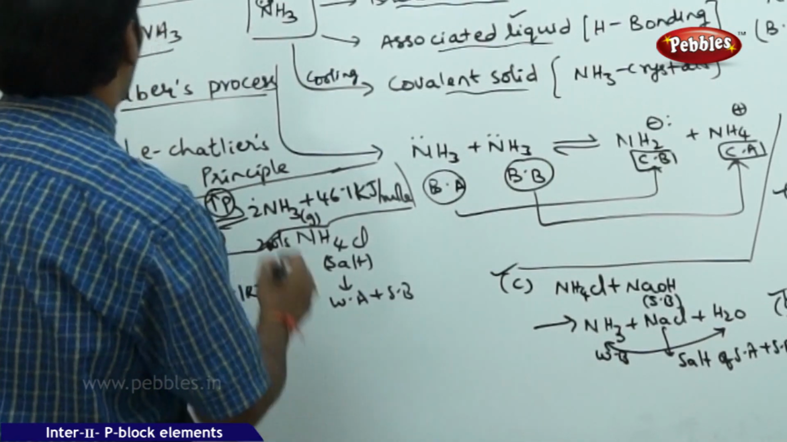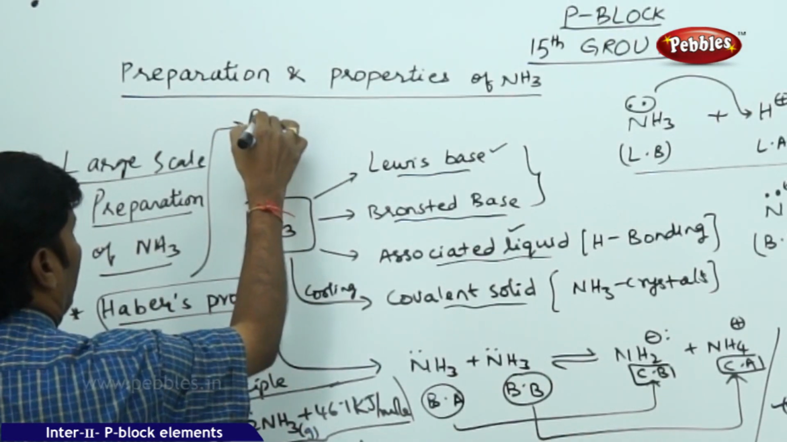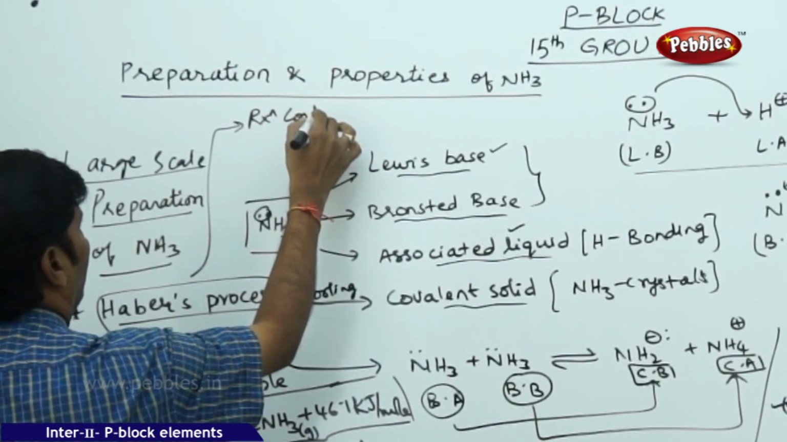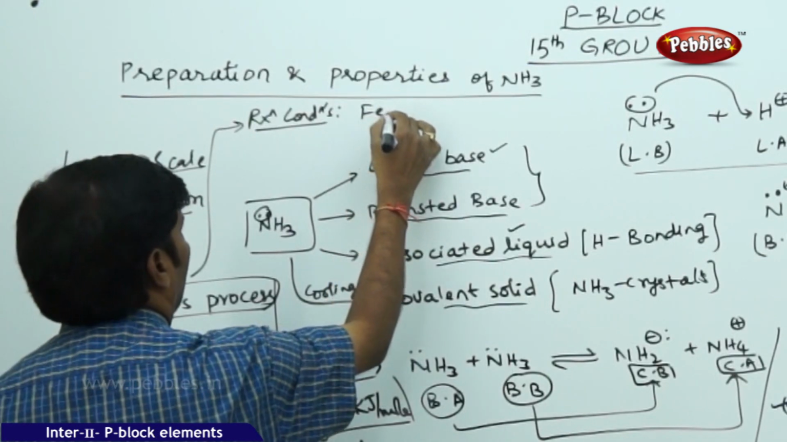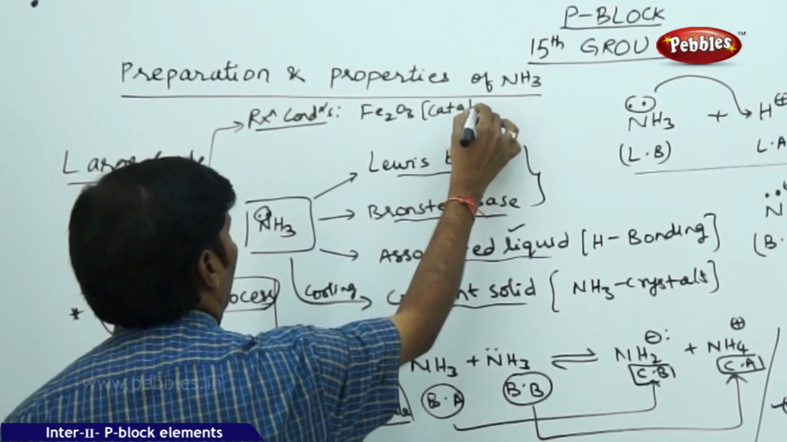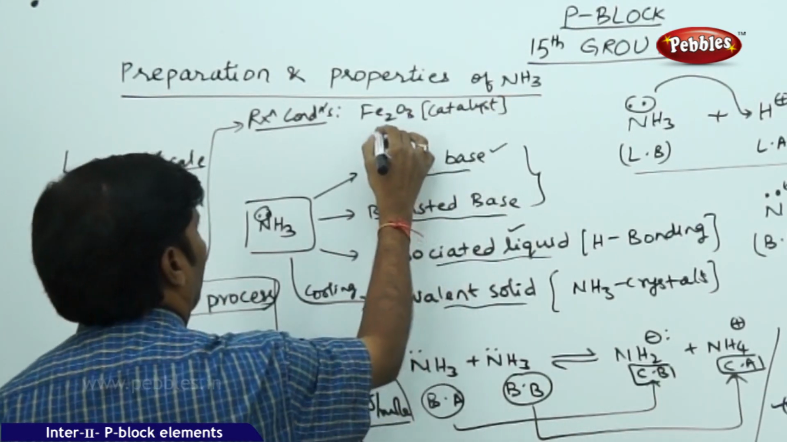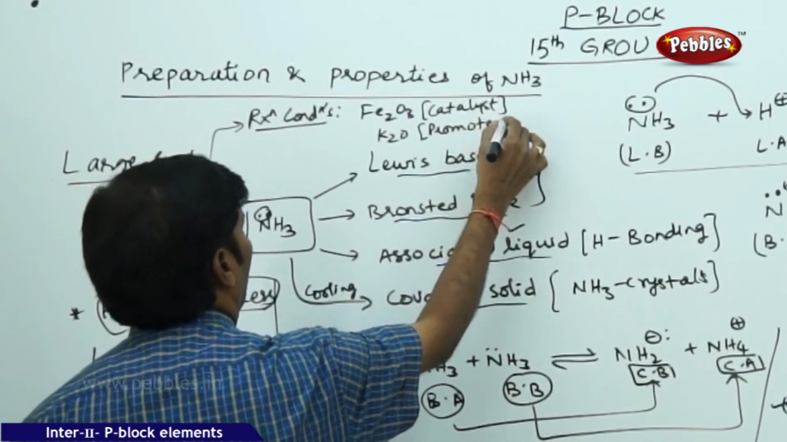And what are the reaction conditions for the large scale preparation of ammonia through Haber's process? If you go to the reaction conditions, the catalyst is Fe2O3, and you can add promoters like K2O, which is the best example of a promoter, which is going to increase the activity of the catalyst.